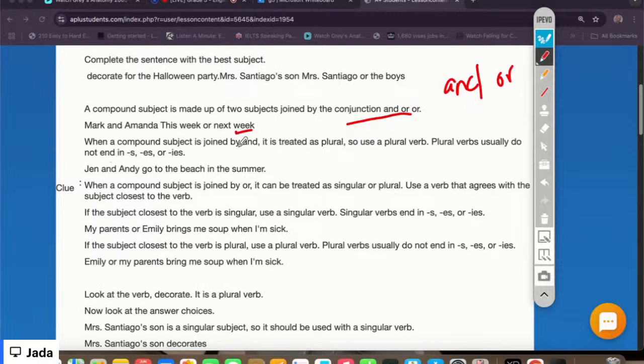So when a compound subject is joined by and, it is treated as plural. So whenever you see joined by and, it is treated as plural. So you're gonna have a plural verb that does not end with s, es, or ies. Just like Jen and Andy go to the beach in the summer. Okay?